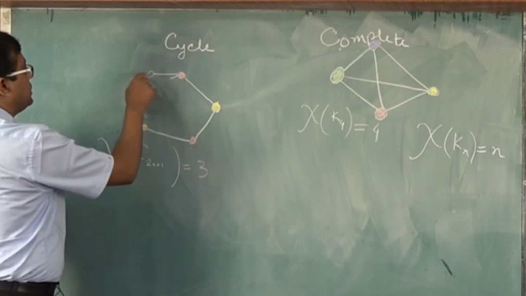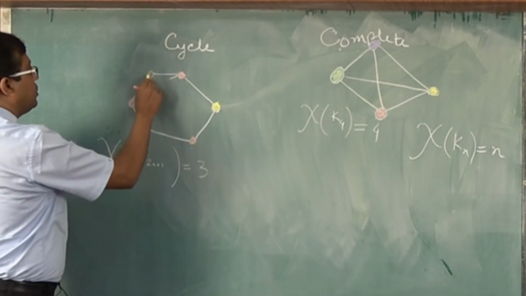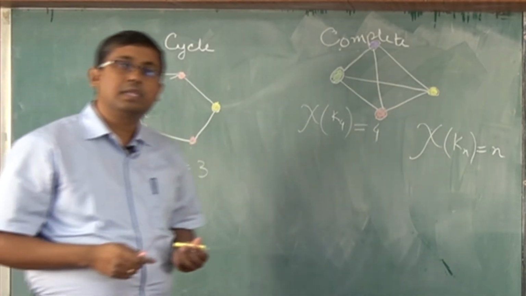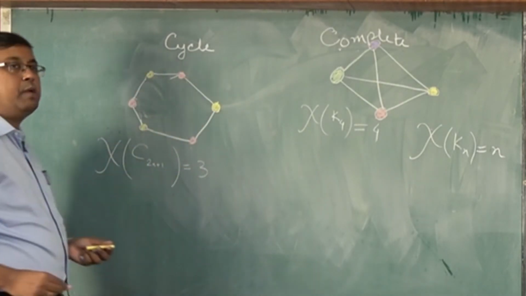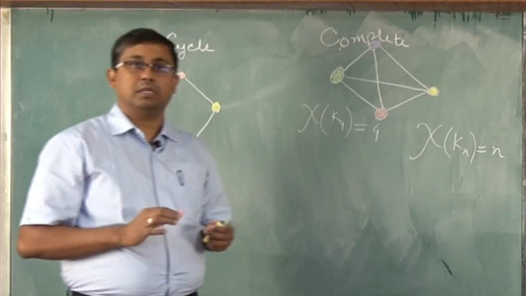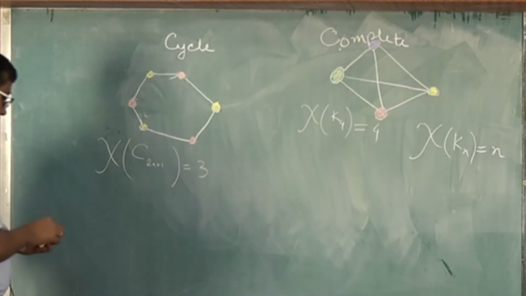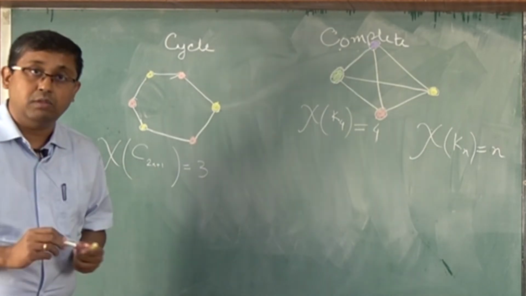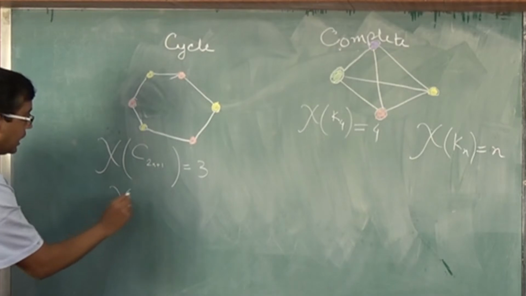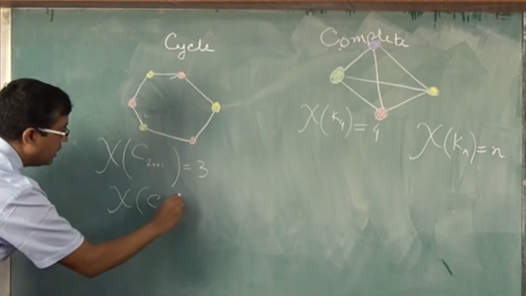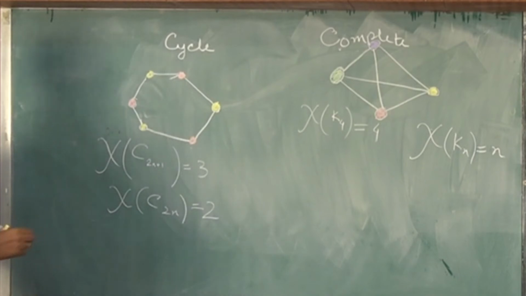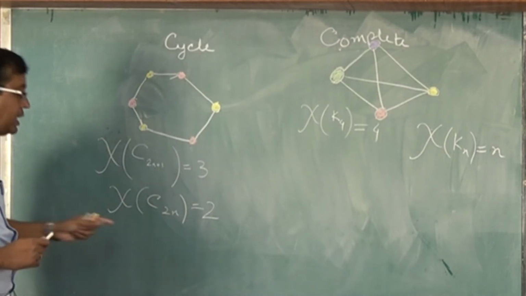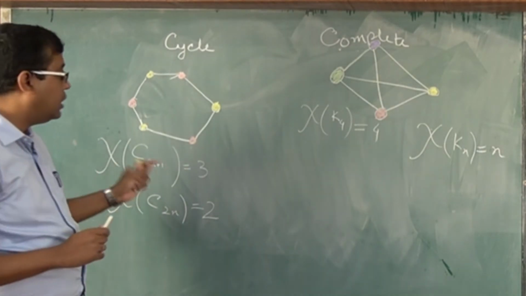And I can paint the 6th vertex yellow because the 2 adjacent vertices of this one are red in color. So we can see that using 2 colors I am able to color all the vertices of this graph. That is extendable for any even value of n, and we can write it as chi of C2n equals 2, or the chromatic number of a cycle having an even number of vertices is 2.